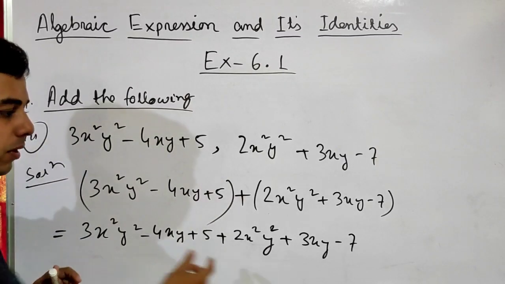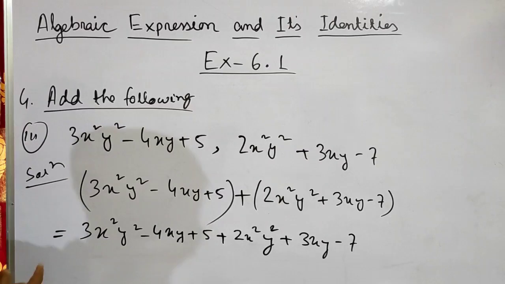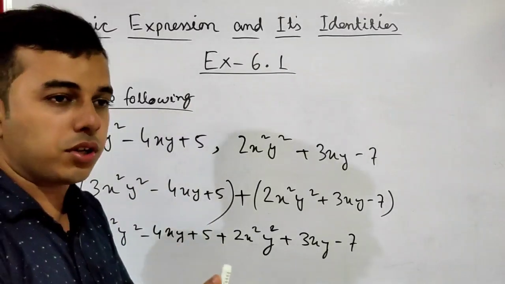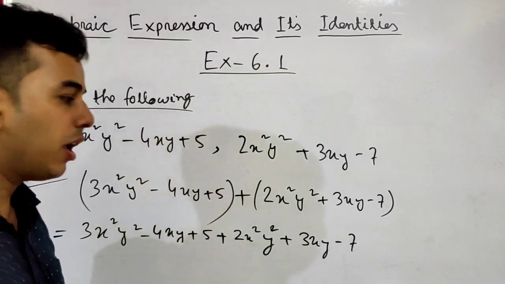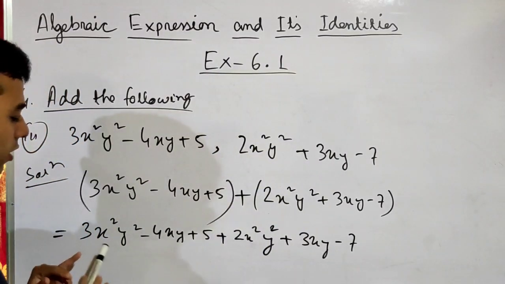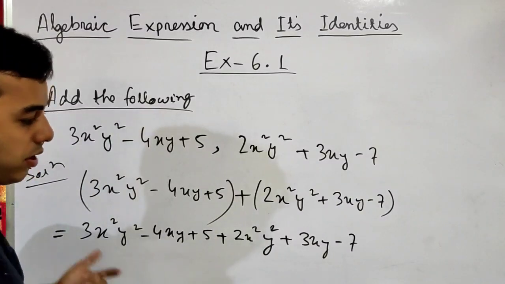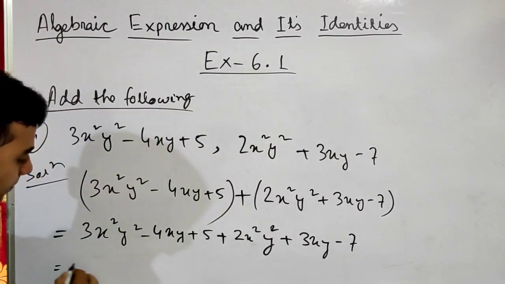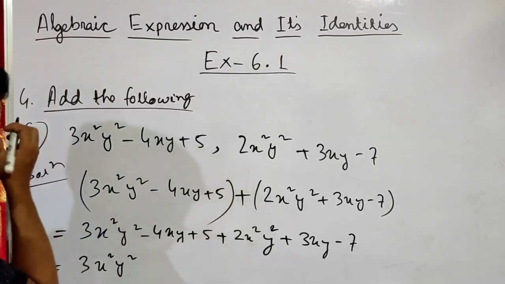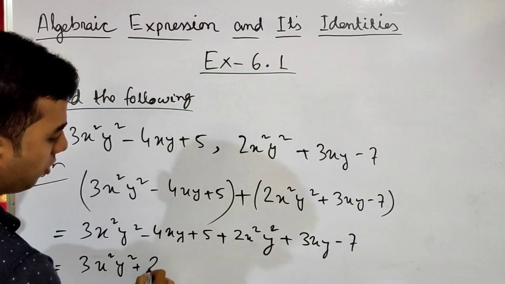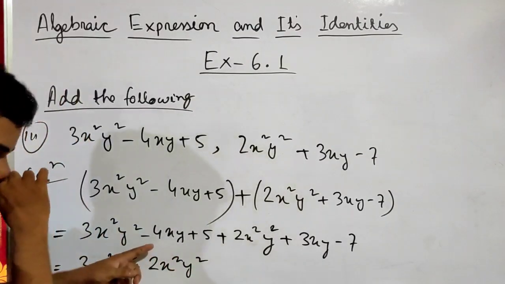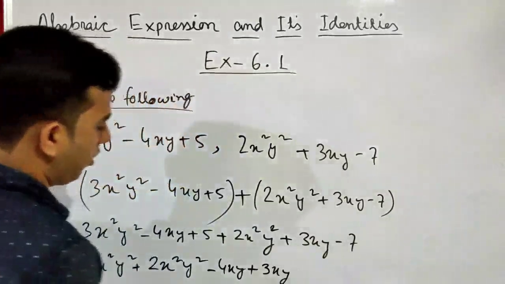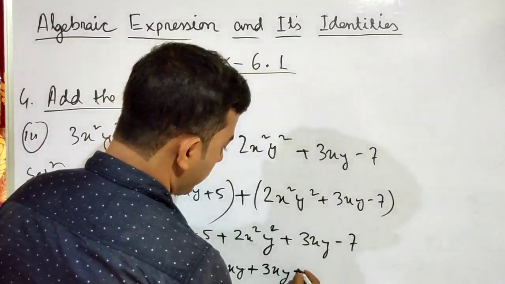Now we will be bringing the like terms closer, because it will help us definitely. Now look, I can add this, okay, so here 3x²y² plus 2x²y² is 5x²y², but for you, if you bring the like terms closer, it will definitely help you. Look, so 3x²y², next is this one, plus 2x²y², okay, next is minus 4xy, then plus 3xy, okay, then what is left, plus 5 minus 7.